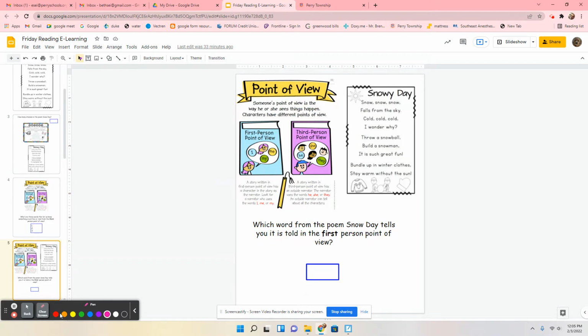Let's take a look at the poem Snow Day again. I'm looking at the point of view and I have the poem Snow Day that you read earlier.